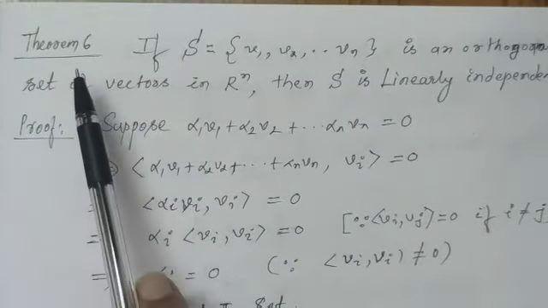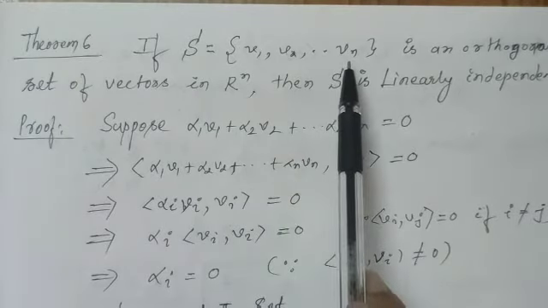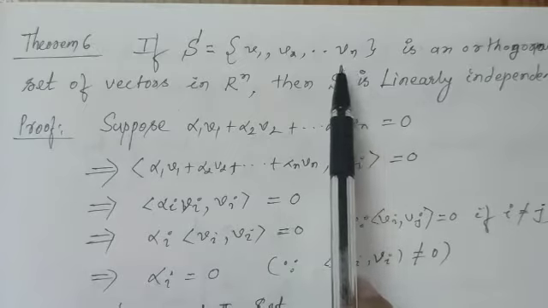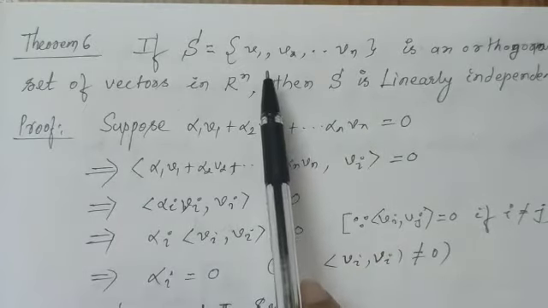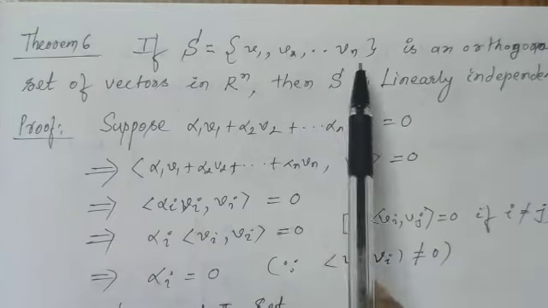The theorem. The next theorem is, if S, which is the collection of the vectors v1 to vn, is orthogonal. Orthogonal means if you take the inner product of each pair, any pair, you will find the inner product 0.